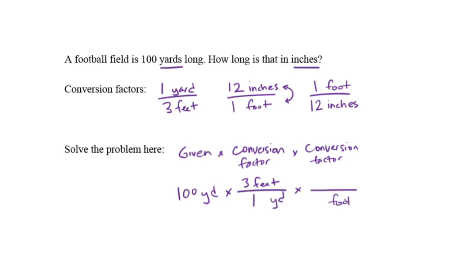For the next conversion factor, I will write 12 inches over 1 foot. Again, I'm writing it this way so I can cancel out feet on the top with the feet on the bottom. So once I have this all laid out, I will go through and cancel out all the units. And if you've done this correctly, the only unit left over should be inches. We will now multiply across, so we get 100 times 3 times 12, and that is equal to 3,600 inches. That is the number of inches in a football field.